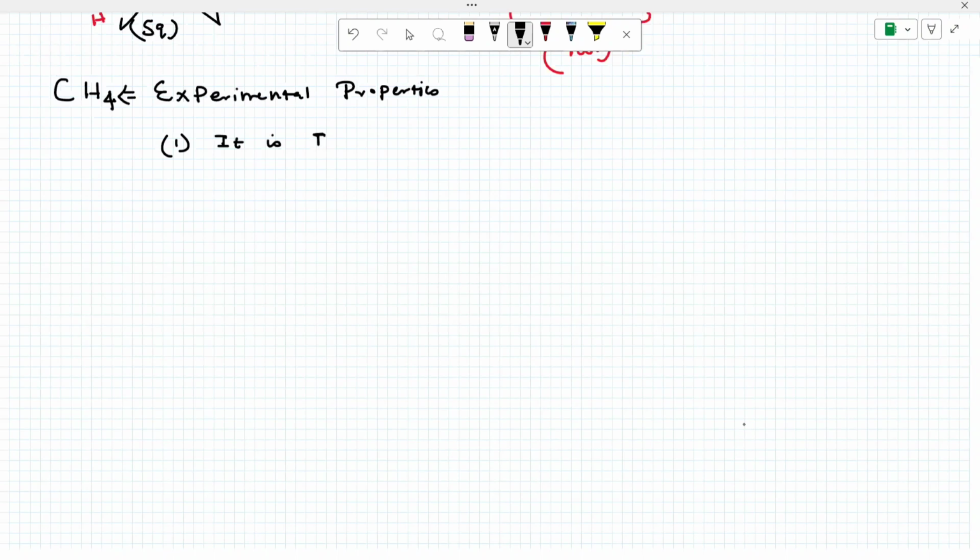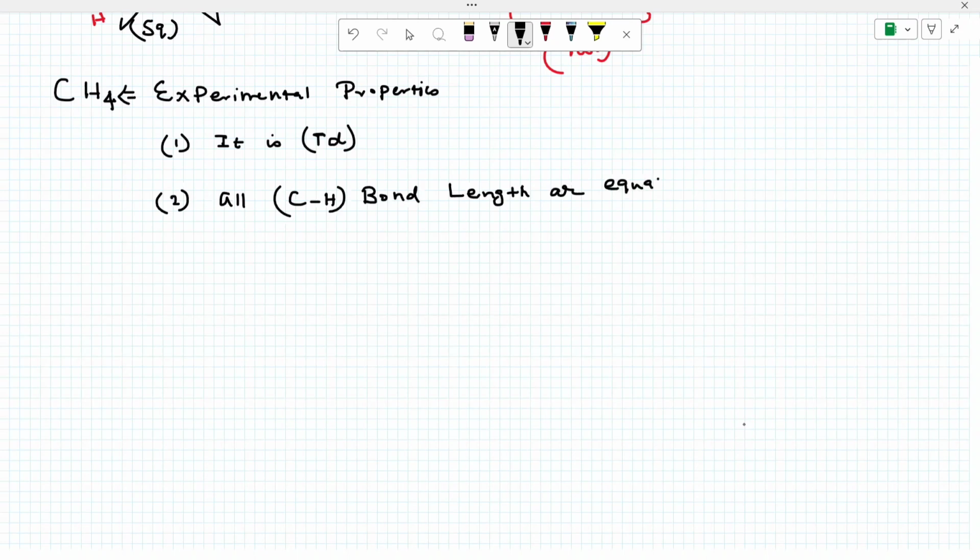Why not square planar? Suppose methane were square planar, I would get two products, right? Under dichlorination there is only one product. So square planar gives 2 products, so I am damn sure the molecule is not square planar. It is 100% tetrahedral. Second investigation, which is very important: in CH4 all the carbon hydrogen bond lengths are equal. This is very important.